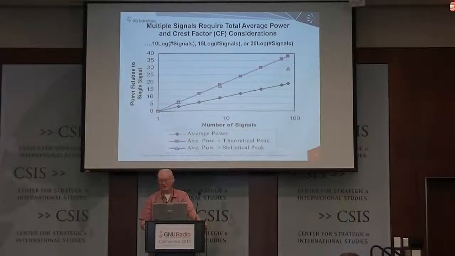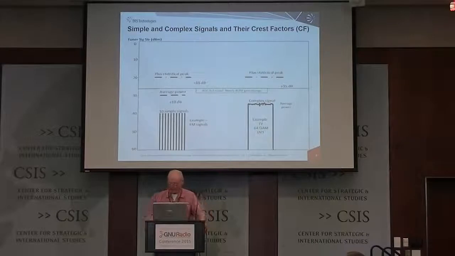100 singers. And that would give you a 20 dB increase in the volume, but your peaks would possibly be 40 dB higher than that. So what does that mean for regular signals? I'm showing you here in the bottom left 10 simple signals, they're FM signals. Their average power is 10 dB higher, but the statistical peak would be another 10 dB.